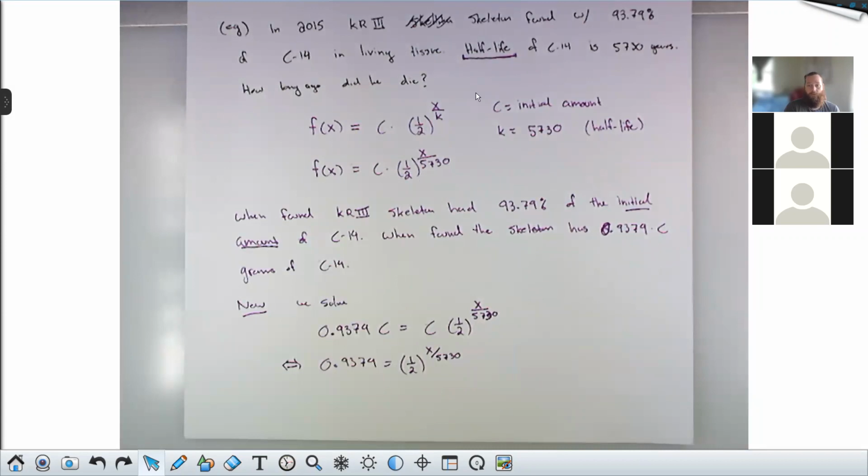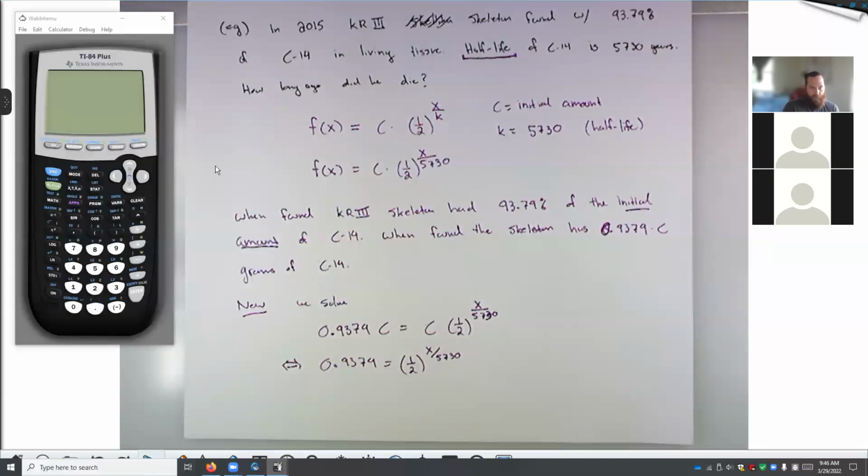Sorry, but is this where you could use the log thing to bring the exponent down, the X over 5,730? That's correct. That's what we're going to learn, but we haven't gotten there yet. So to solve an exponential equation like this by hand, we would need to use logarithms. And it's correct that the reason the logarithm is the appropriate tool is because it will allow us to bring this exponent down. But we haven't discussed the procedure for doing that yet. So at the moment, when you've got this homework assignment, the expectation is that you will solve this graphically, like we did with the similar ones in class.